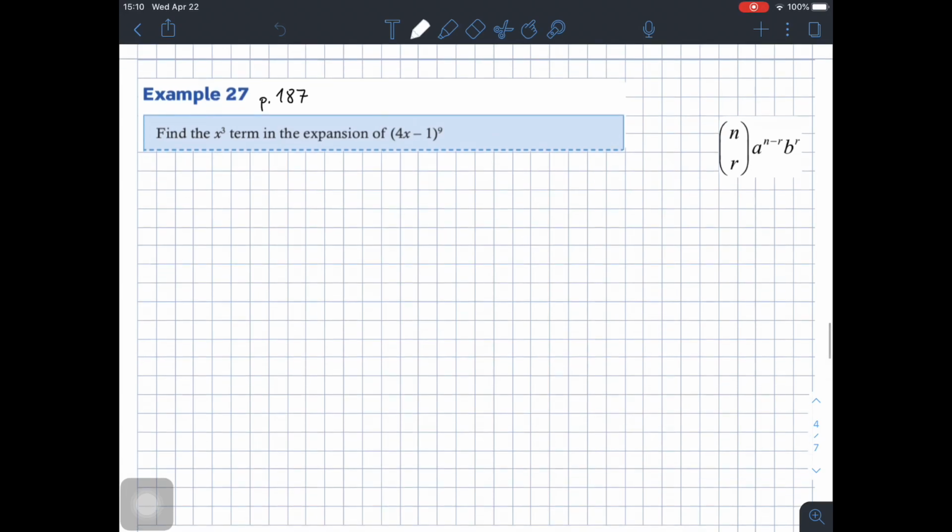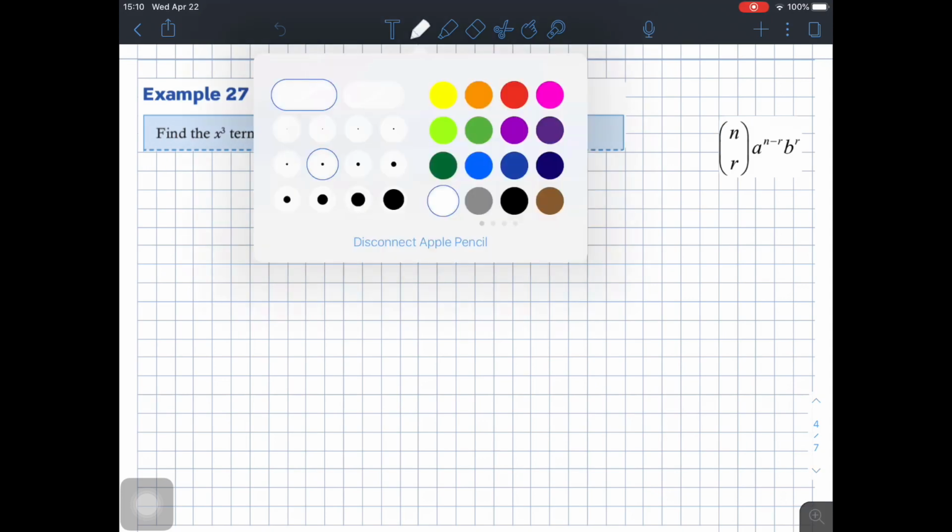Pay close attention to these ones, because these types of exercises are the ones that usually appear on an IB exam, and these are the ones that students usually struggle with the most, okay? So please pay attention to this. Okay, so let's see the first exercise.